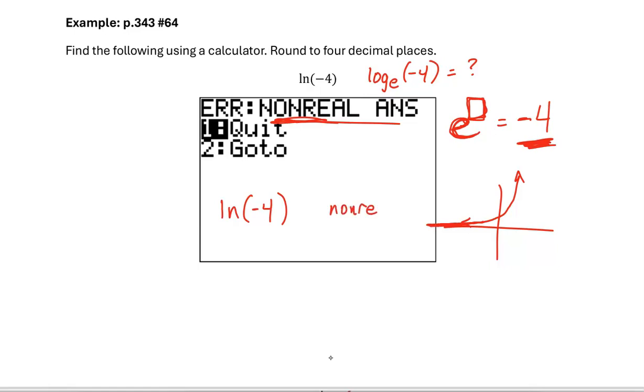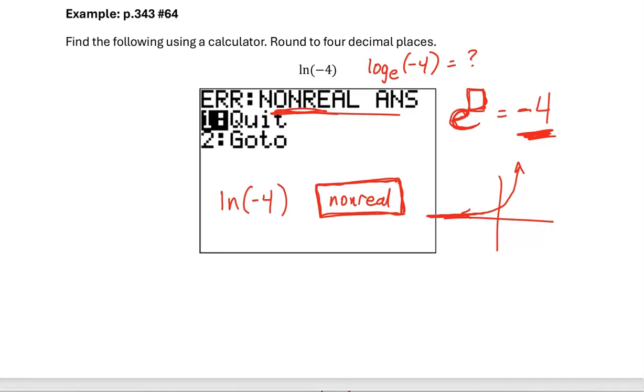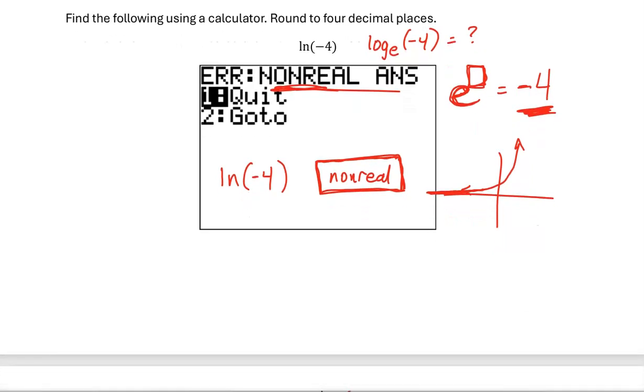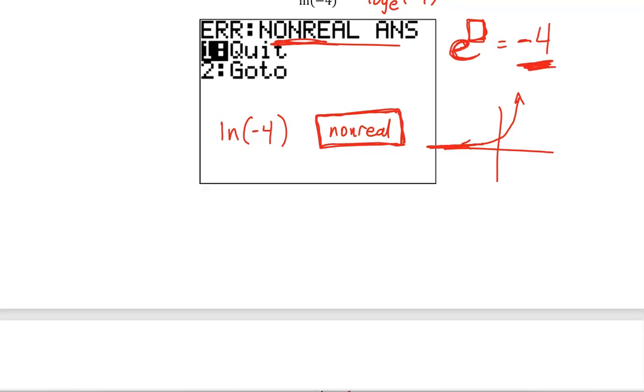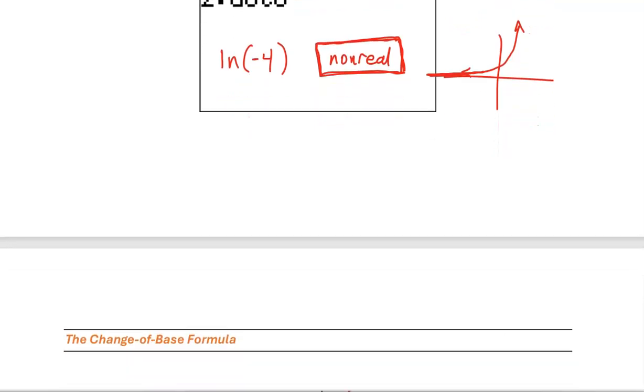The book says undefined. But I kind of don't like that because it is defined. It's just not defined as a real number. It's kind of like saying i is undefined. Well, I mean, undefined is not a real number, but it's a thing, okay? So either way, that's what you're going to find in the back of the book, undefined. I'm going to say non-real, as the calculator says, and move on. There's not a real number we can put as the answer for that.